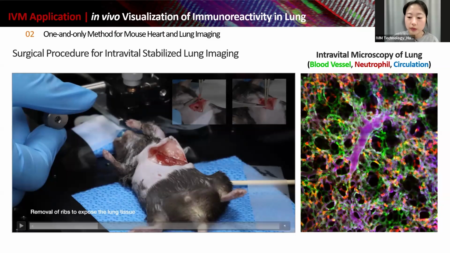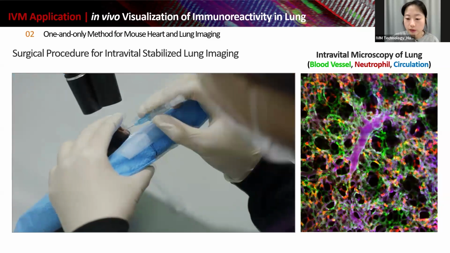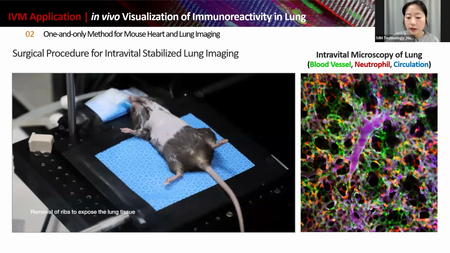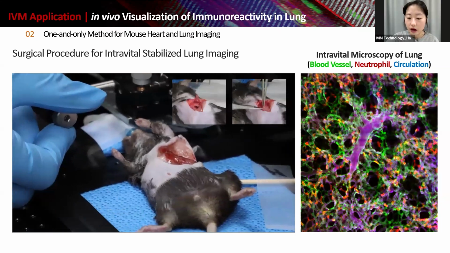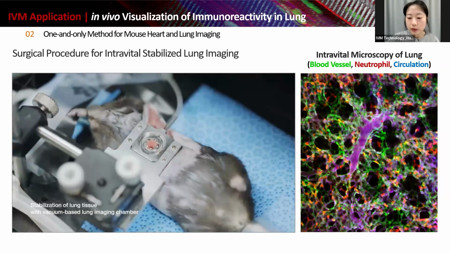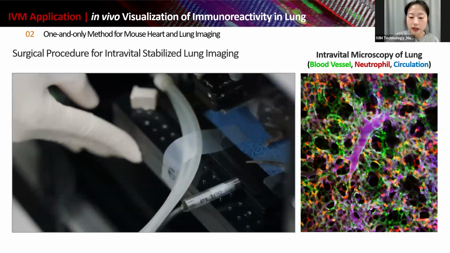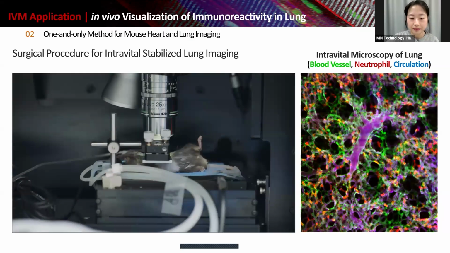So lung and heart imaging begins with endotracheal intubation, which is performed immediately before surgically opening the thoracic cavity. After making a small incision on the ribs, we can directly observe the lung or the heart expanding with each breath or beating. At this stage, we position the lung or heart imaging chamber connected to a gentle vacuum source to stabilize the tissue and minimize motion to acquire high resolution imaging from both of the organs.